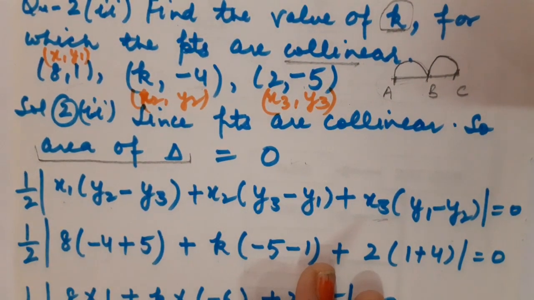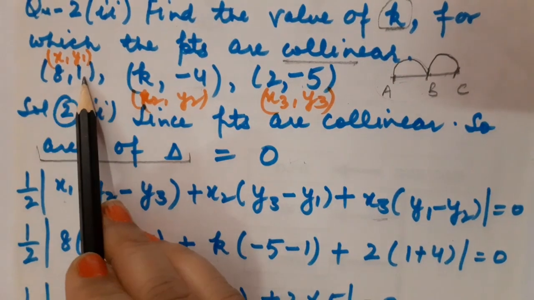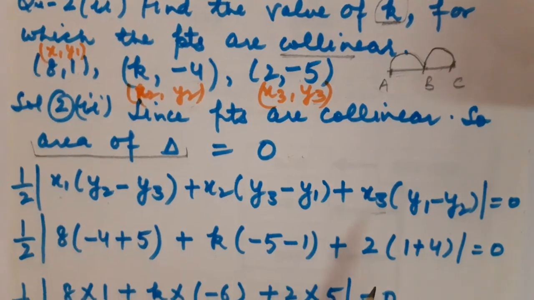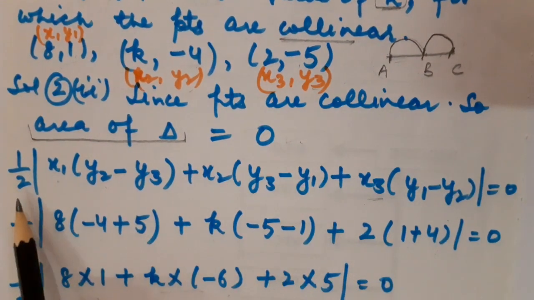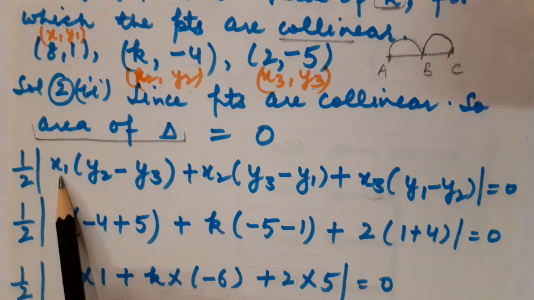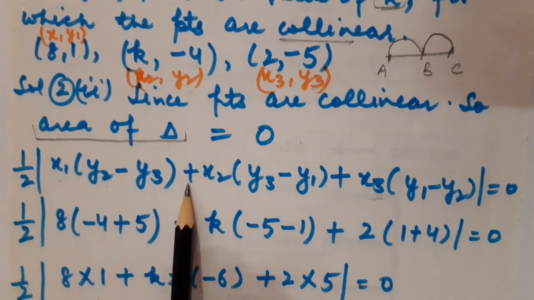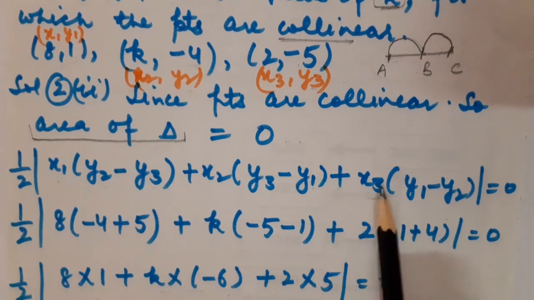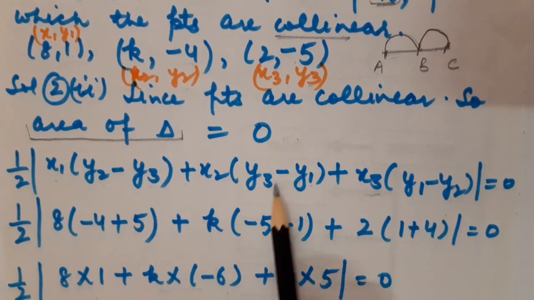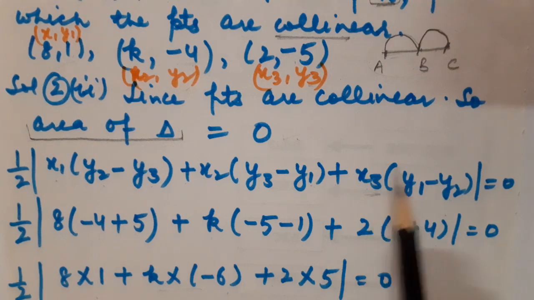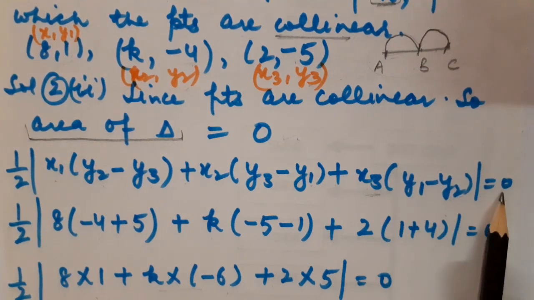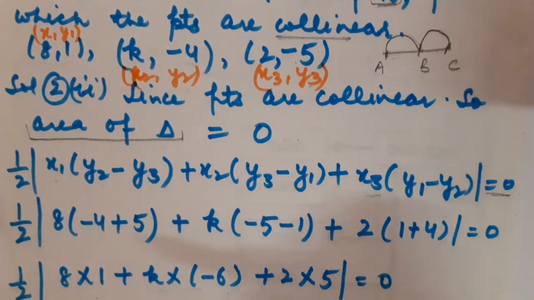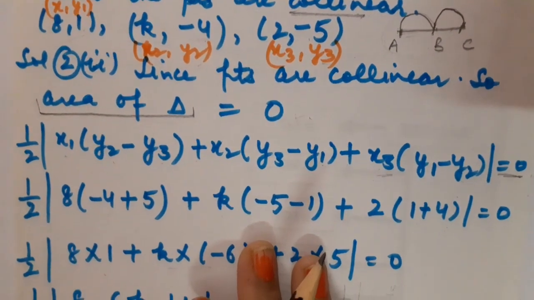First of all, assume the given points as x1, y1, x2, y2 and x3, y3. Now put the values in the formula. The formula is half modulus of x1 into (y2 minus y3) plus x2 into (y3 minus y1) plus x3 into (y1 minus y2), modulus closed, is equal to 0. Why did I put equal to 0? Because the points are collinear. Now put these values over here.